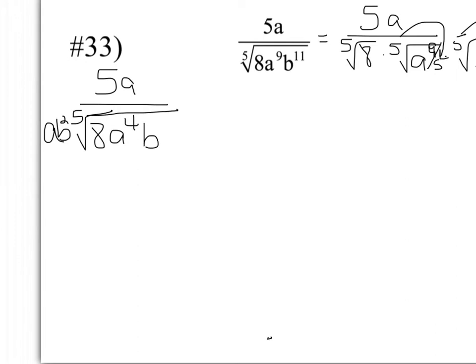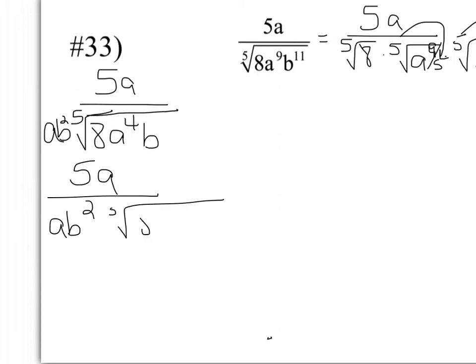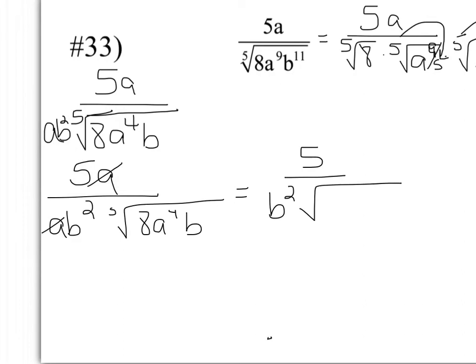Okay, so just to clear that up, I have 5a over ab squared times the 5th root of 8a to the 4th b. Now at this point, you can go ahead and cancel these a's to make your life a little bit easier, leaving you 5 over b squared times the 5th root of 8a to the 4th b.